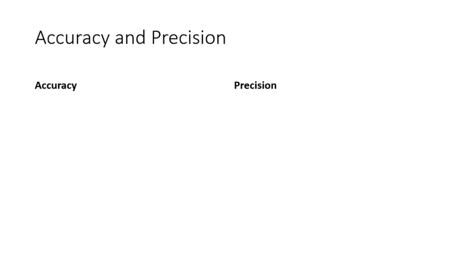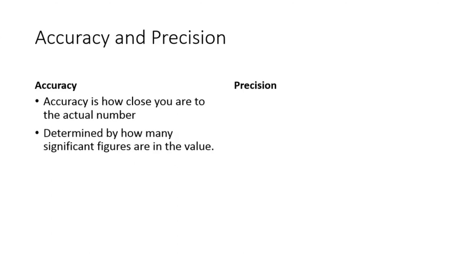Now, accuracy and precision. You've probably heard this several times. You may have even had a discussion on this in other classes, maybe even with me in a previous class, I'm not sure, but just in case, we are going to go over the difference between accuracy and precision. Accuracy is how close you are to the actual number.